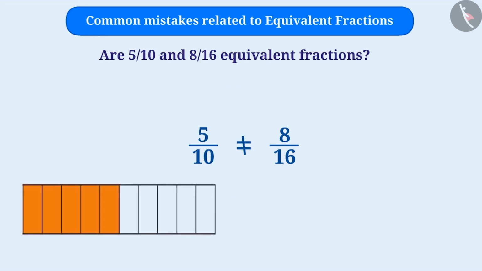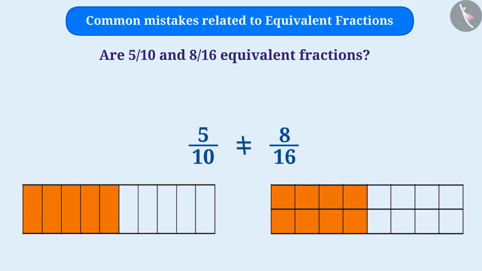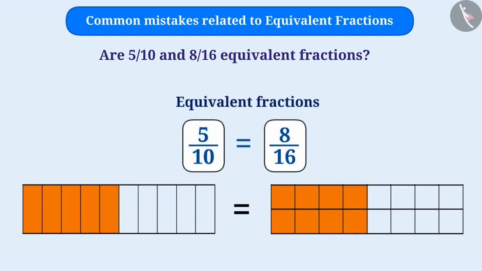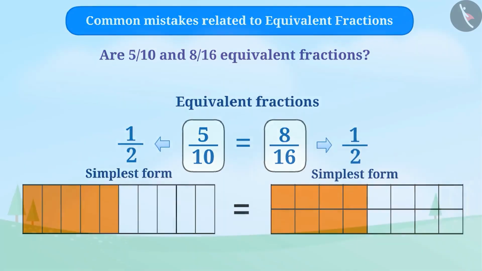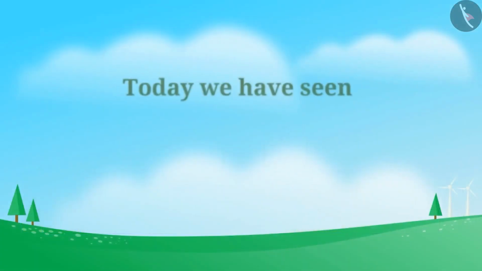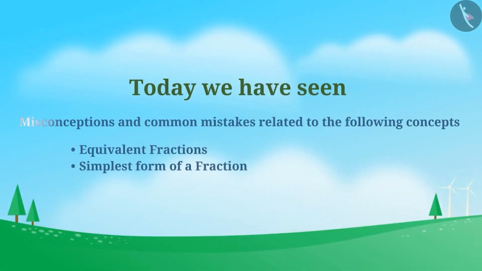As you can see, both 5 by 10 and 8 by 16 represent equal parts. So, they have equal values. That means both are equivalent fractions. By finding the simplest form of the fraction also, we can check whether the given fractions are equivalent fractions or not. Today, we have seen misconceptions and common mistakes related to the following concepts.